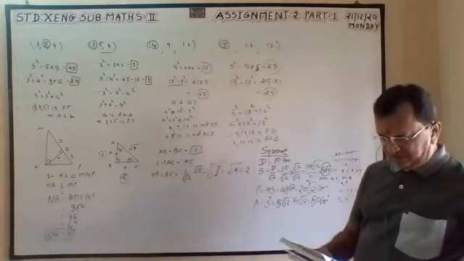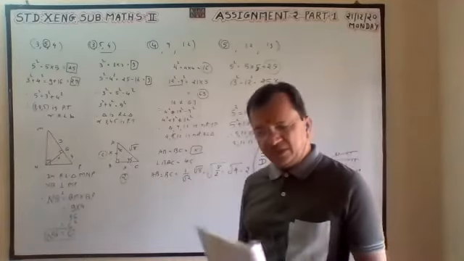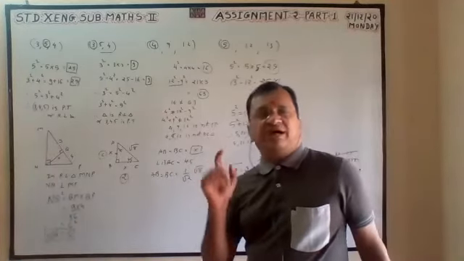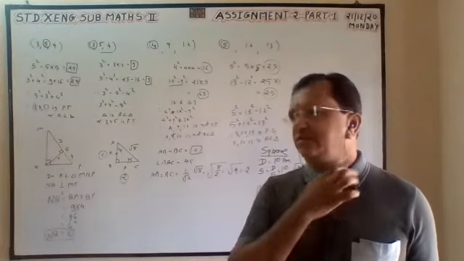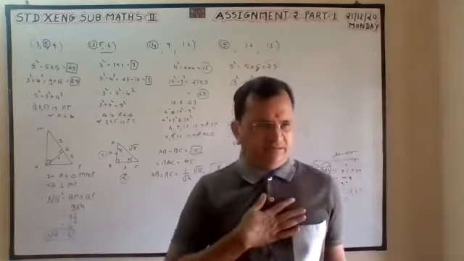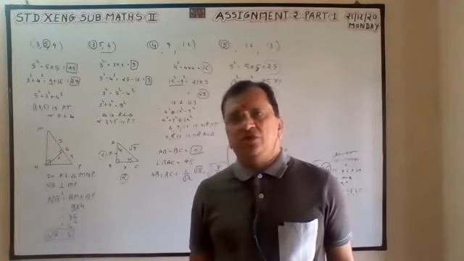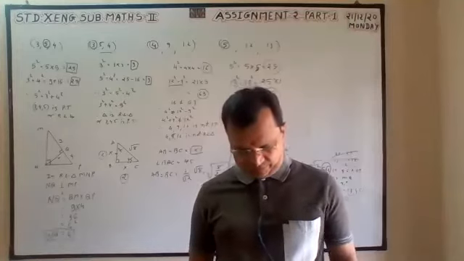Exactly the same for equilateral triangle. When side is given, height is equal to root 3 by 2 into side. Area of equilateral triangle is root 3 by 4 side square.